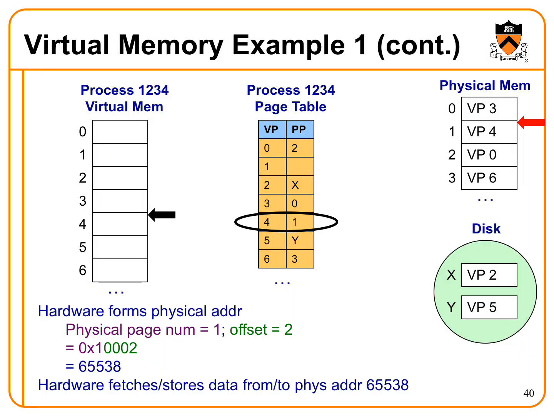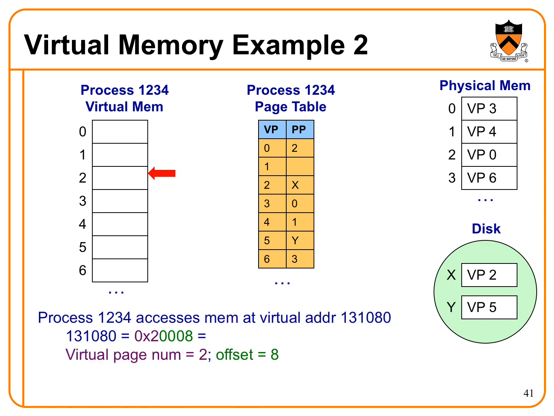So now we have a mapping to form the physical address. And again, the hardware can do it. It does just what you did on the last slide. So with that, we can go out and actually fetch the data from that physical address, hex 10002, and give it to the process executing.